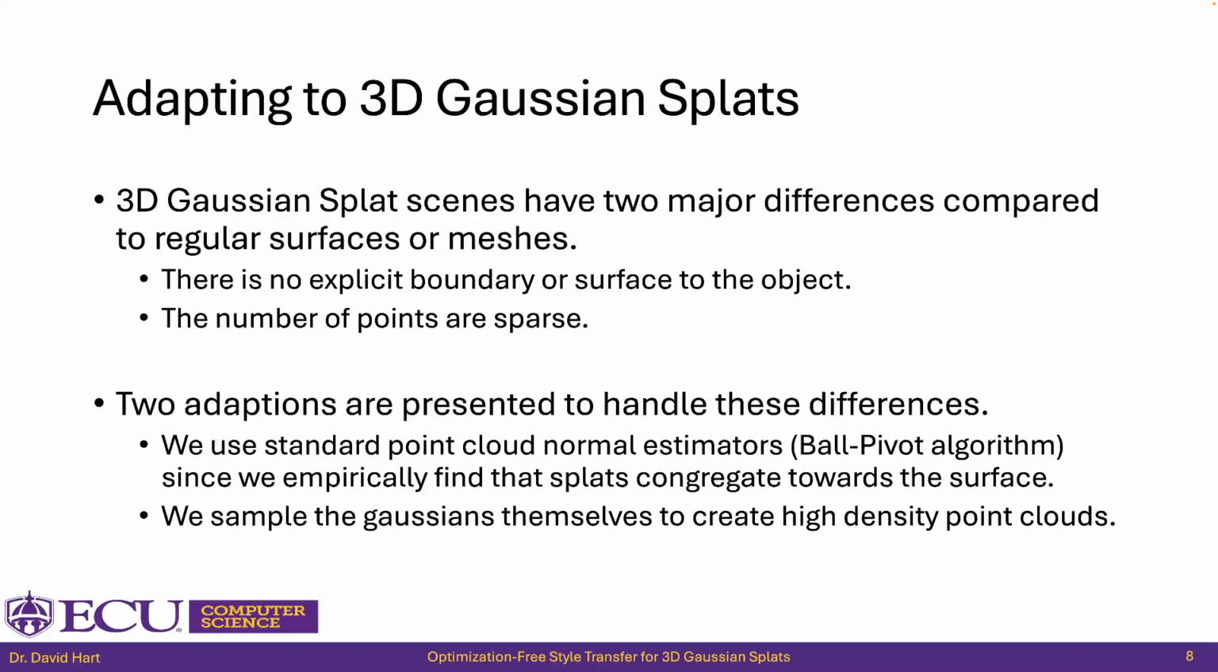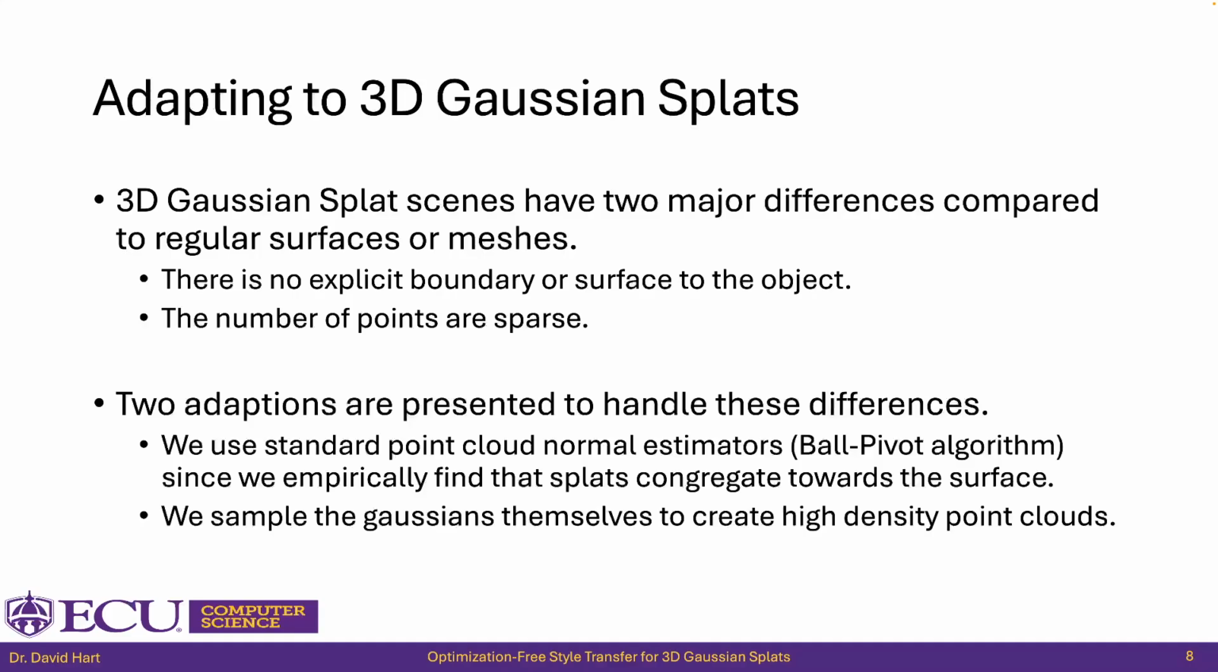The first is that there is no explicit surface. Unlike meshes, 3D Gaussian splats have no defined boundary. The other problem is that the number of points are sparse compared to a mesh or a point cloud. So we present 2 adaptations to handle these differences.